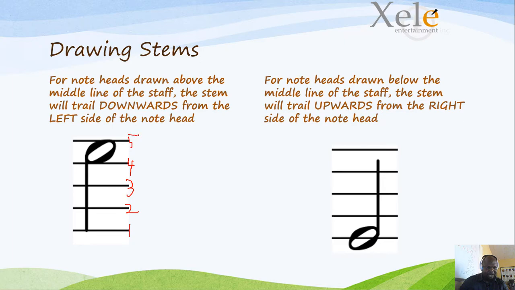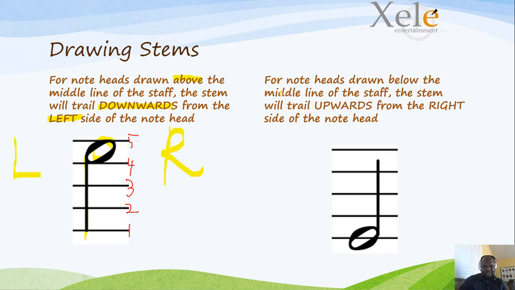Okay, now it says that for note heads that are drawn above line 3, look at this note head, it is above line 3. What will happen to it? The stem will go downwards from the left side of the note. So you see this stem going downwards to touch line 3 and even go beyond line 3, and it's going down from the left hand side of the note head. This is the left hand side and this is the right hand side. So that's how you attach a stem.